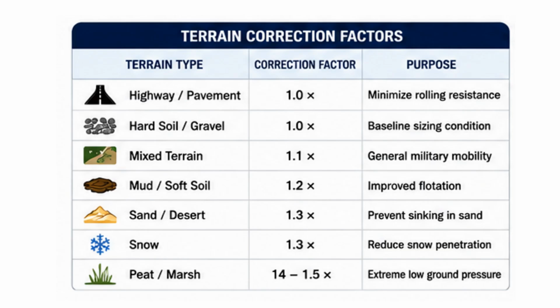The calculation is simple. Multiply the base tyre width by the terrain correction factor. The softer the terrain, the wider the tyre generally needs to be.